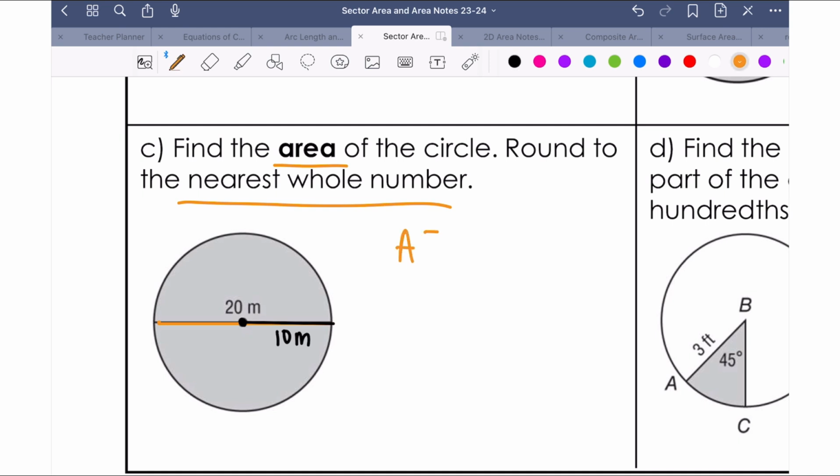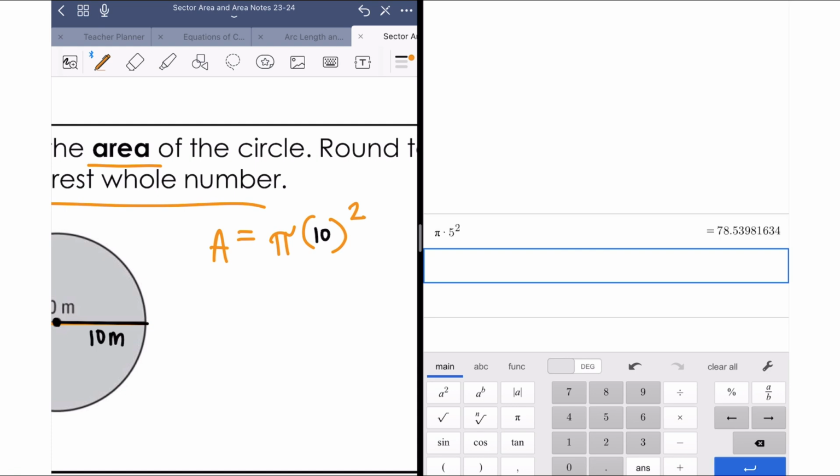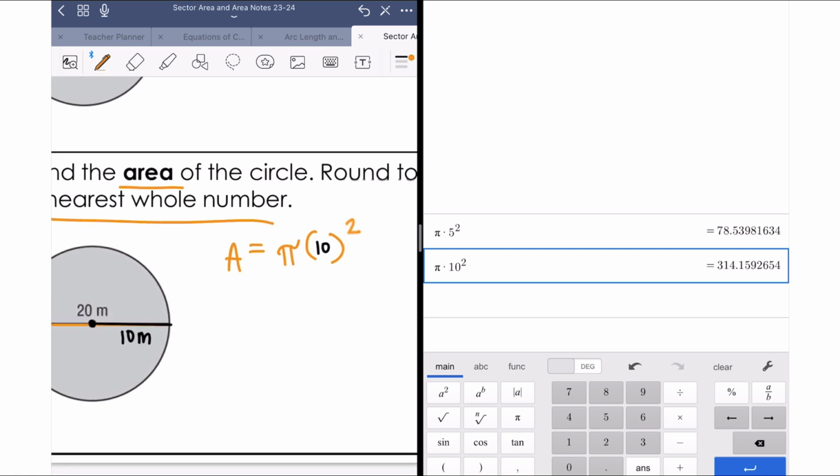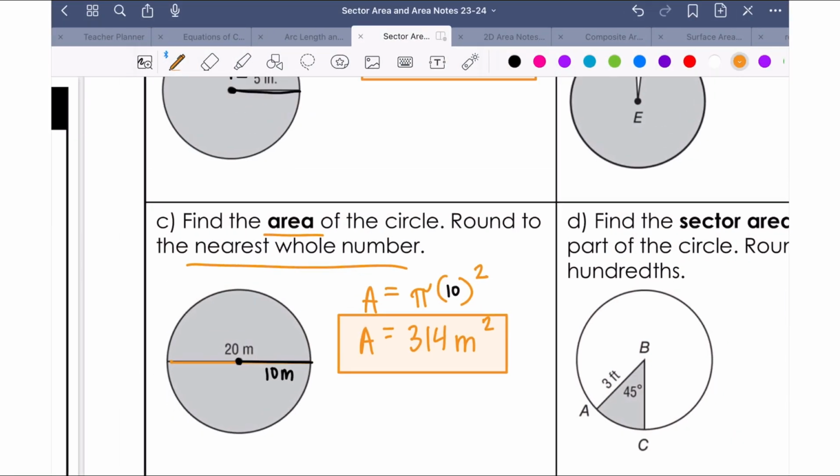All right, so let's go to our formula. Area equals pi times your radius squared. So 10 squared, and then we're just going to plug that in. Let me split my screen. So pi times 10 squared. 314.15. Since it's a 0.1, we can just leave it as 314 for our nearest whole number, meters squared. Area is squared, so make sure you don't forget to put that there. All right, and that's it for area.